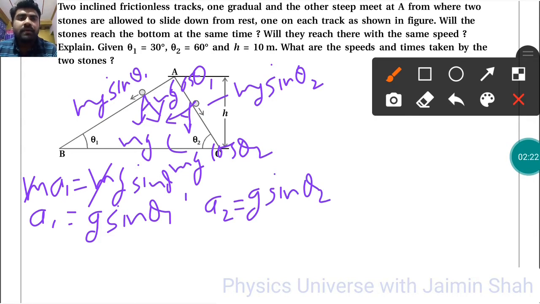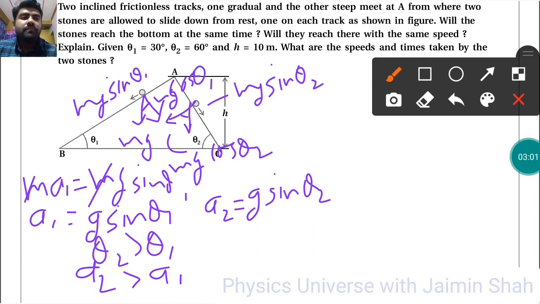Now we know that theta 2 is greater than theta 1. That means sin 60 is more than sin 30, because sin 30 is 1 by 2 and sin 60 is root 3 by 2. So here a2 will be greater than a1. So a2 is greater than a1.